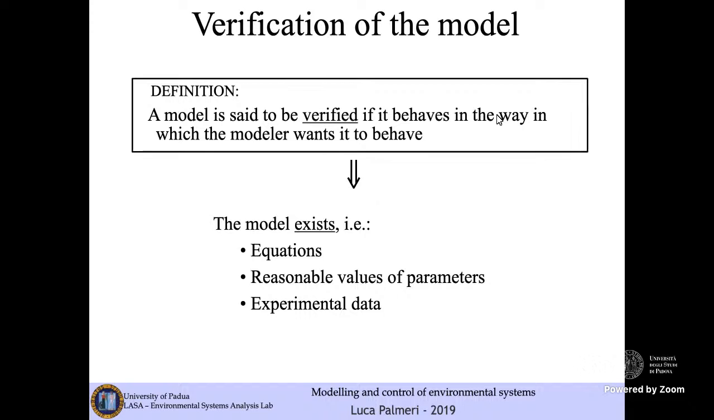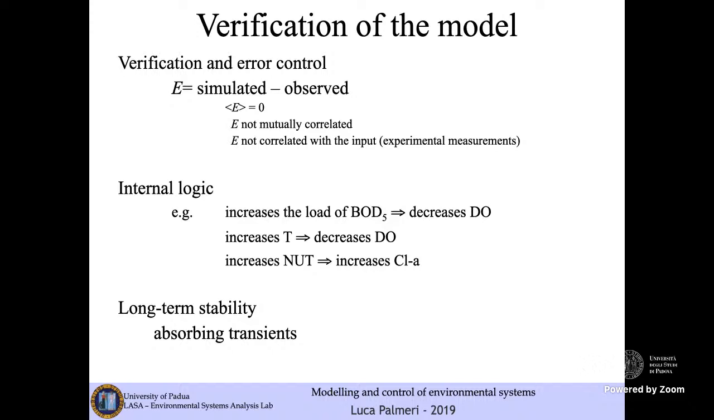What does it mean? First of all, it means that the model has to exist. So there should be equations. You should have reasonable values of the parameters, and you should have some experimental data to verify if a model behaves as expected. If a model does not behave as you expect it to behave, this means that there is some kind of internal structural error in the building of a model.